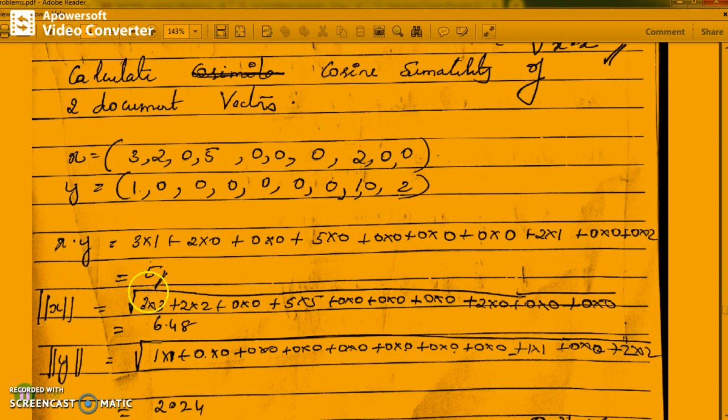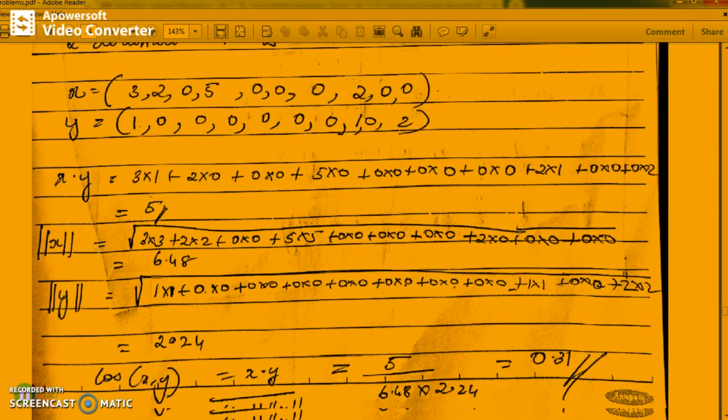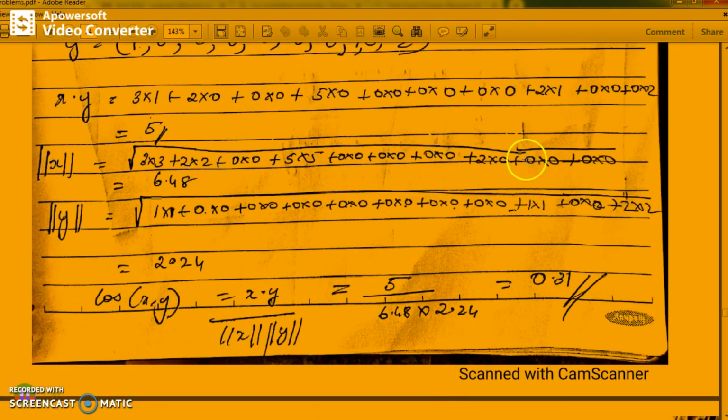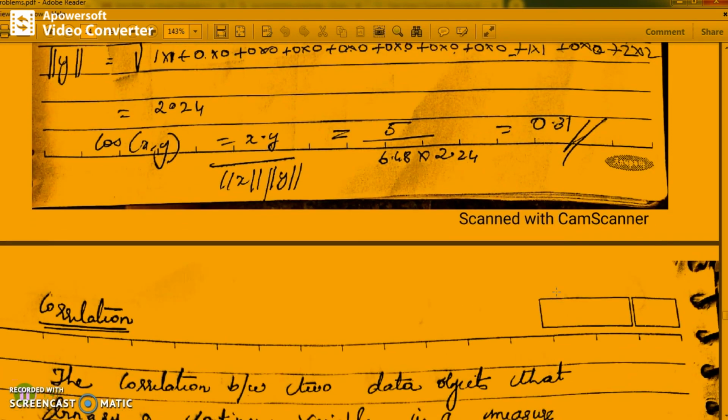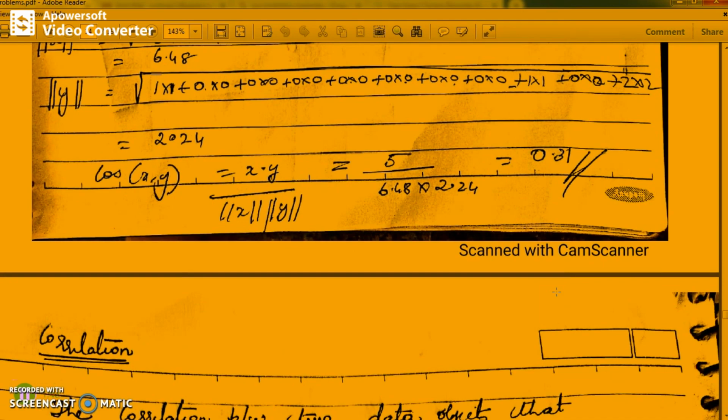Length of x is given by the square root of the sum of squares of all these values of each object, right? So square root of 3 square plus 2 square plus 0 plus 5 square plus 0 plus 2 square. So the answer of that is 6.48. Similarly, you calculate the length of y also. Now once you calculate all this, you substitute them in the given formula, and the final answer you get here, this cosine similarity, is 0.31. And what is it trying to say? 31%, the two documents x and y are similar to 31%. So that is actually how you calculate for two document objects.